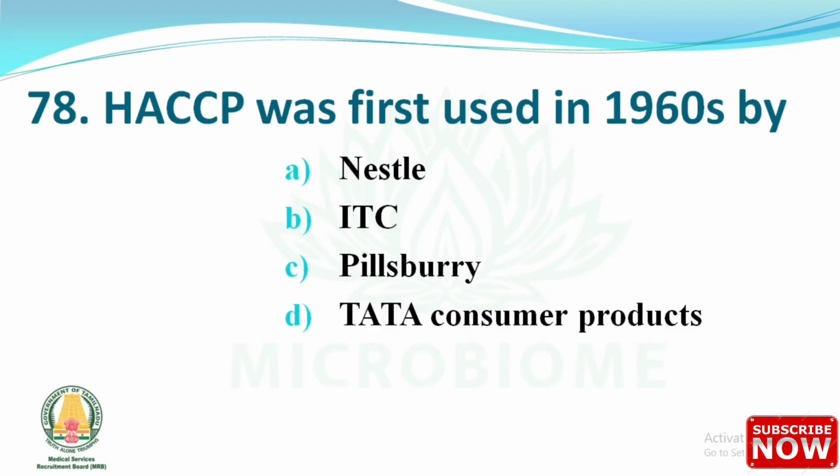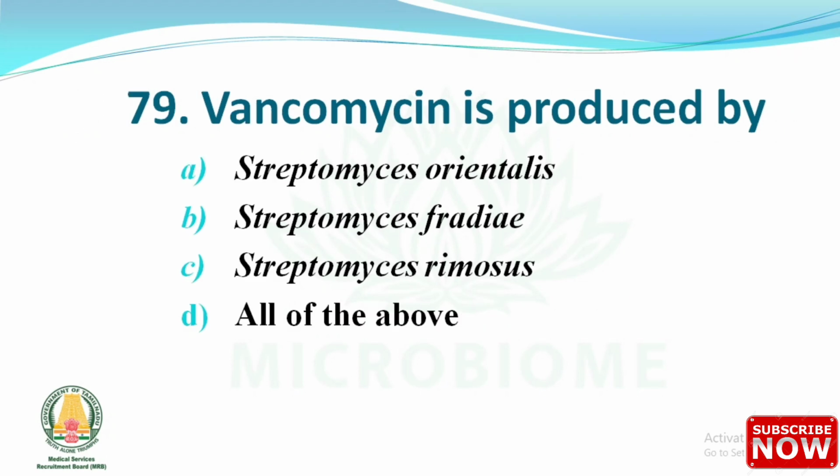Next, HACCP was first used in the 1960s by which of the options: Nestle, ITC, Pillsbury, Tata Consumer Products. The right answer, option C, Pillsbury. Next, vancomycin is produced by the options Streptomyces orientalis, Streptomyces fradiae, Streptomyces rimosus, all of the above. The right answer, option A, Streptomyces orientalis.